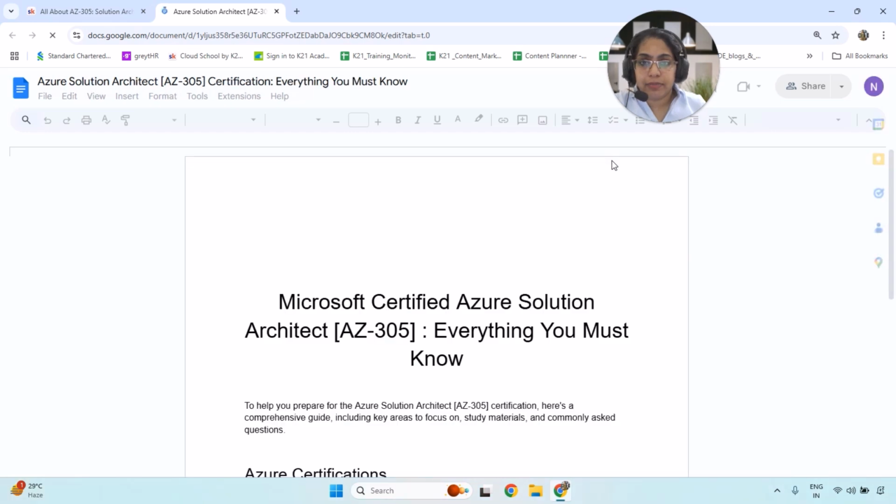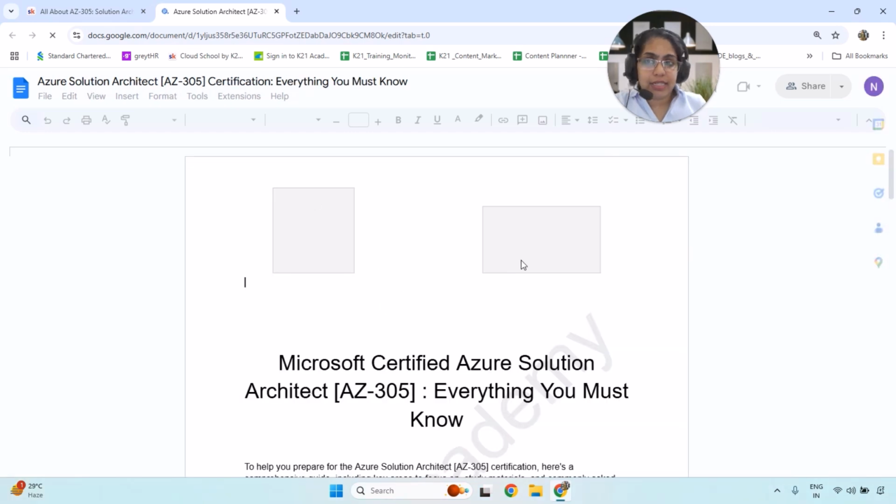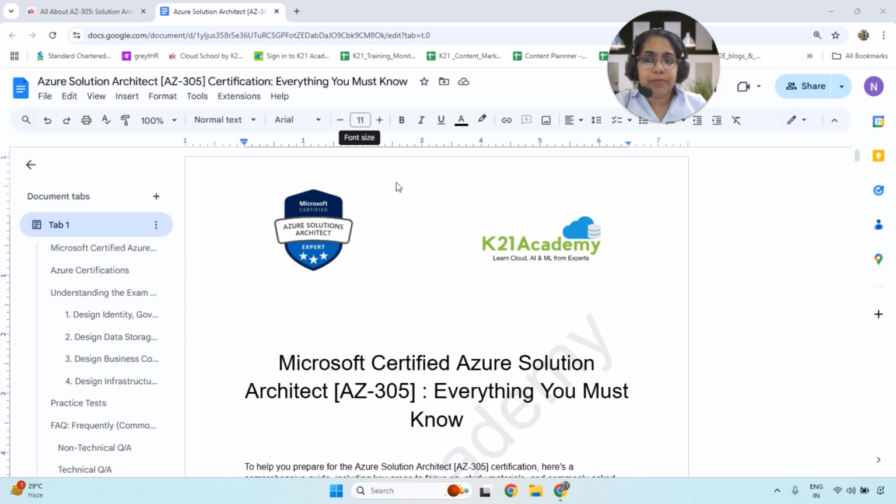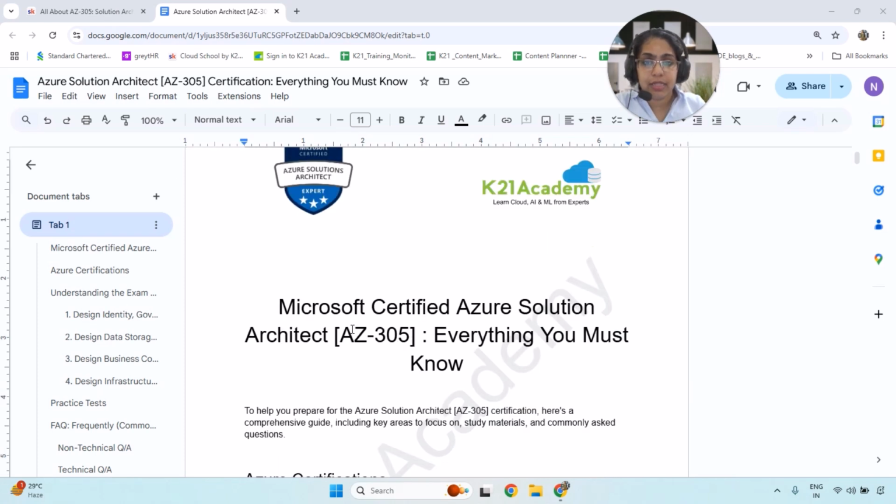Okay, so this is the AZ-305 certifications, everything you must know document which we have. In this particular document, as I said, it is all about Azure Solution Architect, which is AZ-305 certification, everything you must know. So when we go inside this, you can see this is what the document looks like. Let me just navigate through what all things we will be covering in this. If we have a look at this document, we will be talking about the Microsoft Certified Azure Solution Architect, which is AZ-305. Then the Azure certifications which we have, we will be having a normal discussion about what all certifications Azure offers. Then we will understand the exam structure.